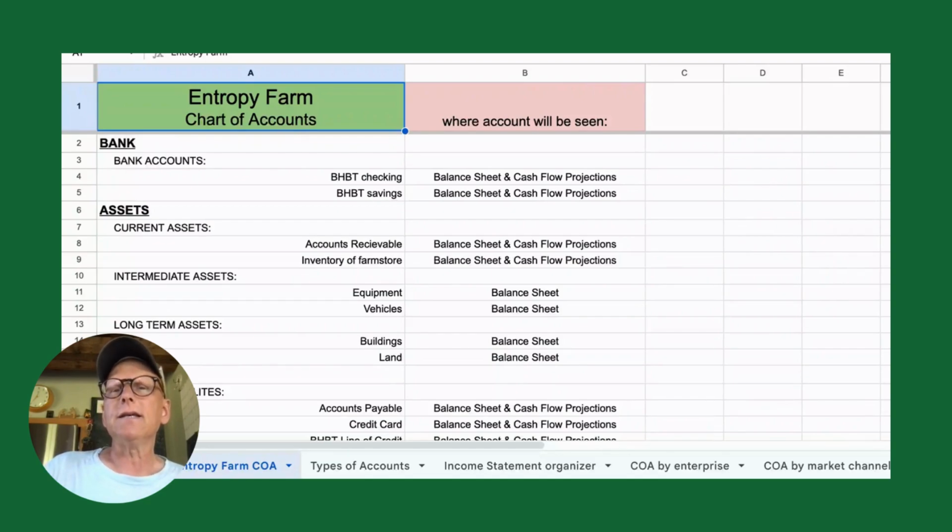And in the end, I think that's the role of the chart of accounts. It can help structure and guide you on a path towards meeting your expectations for success, however you define that.